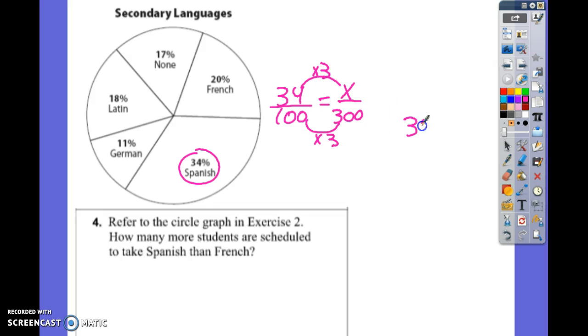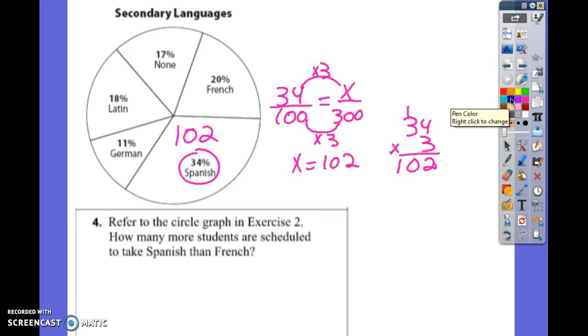So 34 times 3, 3 times 4 is 12, carry the 1, 3 times 3 is 9 plus 1 is 10, so we get 102. So 102 students are taking Spanish. We also need to figure out how many students are taking French. So for French, we'll have 20%, 20 over 100 equals part over total, x over 300.